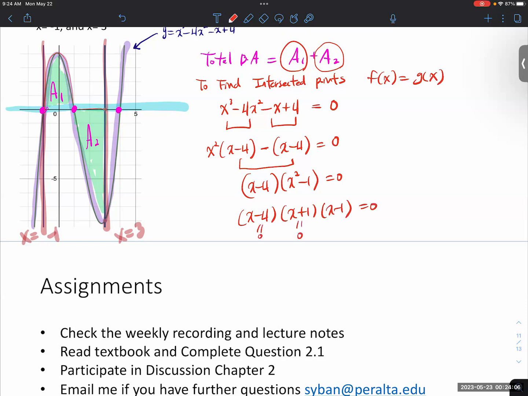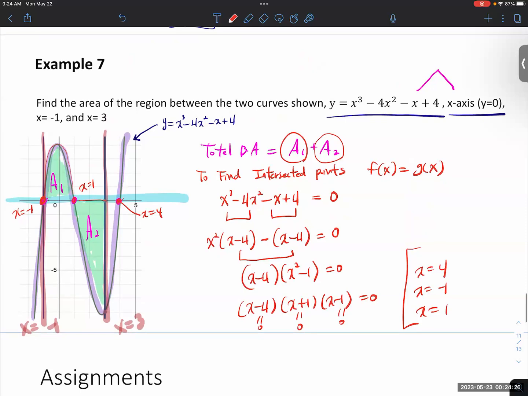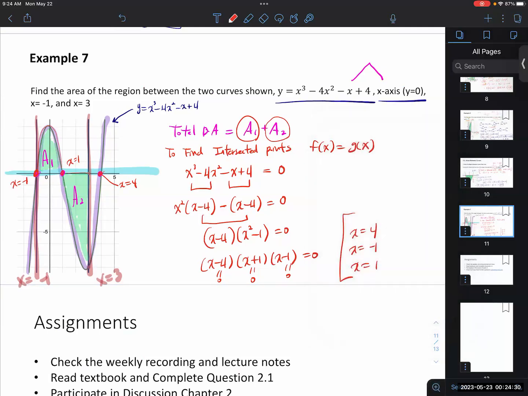So that you have 3 x-intercepts: x equal to 4, x equal to -1, x equal to 1. So these are your x-intercepts. Exactly here, x equal to 1, -1. This is x equal to +1. This is exactly x equal to 4, right? But we are looking between -1 and 3. So we just double-check all the x-intercepts.